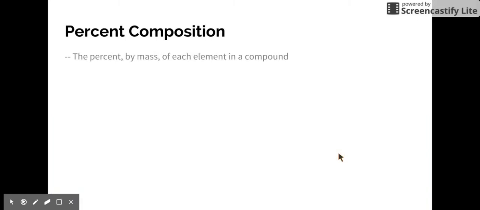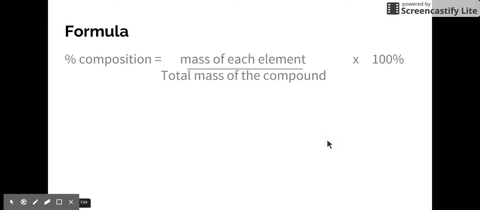So the percent composition is the percent by mass of each element in a compound. Here's the formula to figure out the percent composition for a formula. The percent composition is equal to the mass of each individual element divided by the total mass of the compound. Then you take that and multiply it by 100. I think of it like calculating your grade on a test or a quiz. You take the grade you got, divide it by the total grade you could have gotten, and multiply it by 100, and you get the percentage.